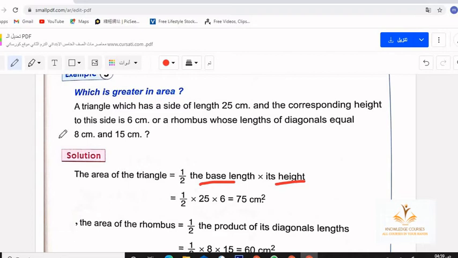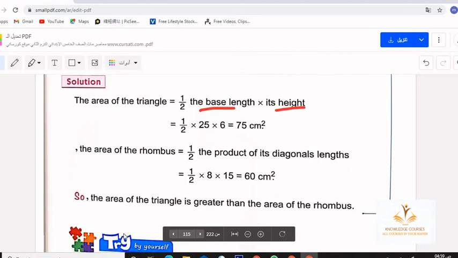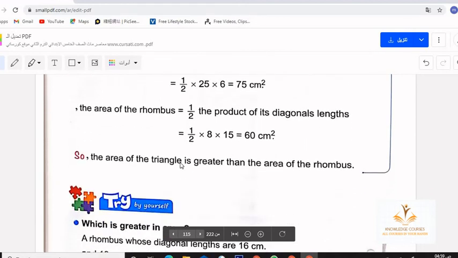And the area of the rhombus whose diagonals have lengths 8 and 15 equals half multiply D1 multiply D2, so this equals half multiply 8 multiply 15. So the area of the triangle is greater than the area of the rhombus.